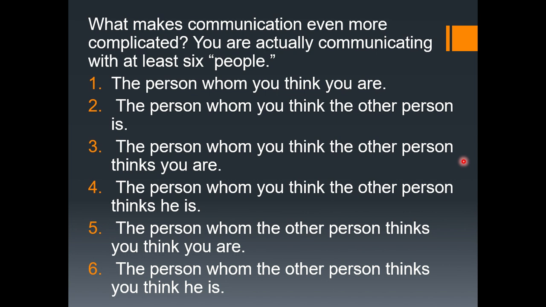Now, what makes communication even more complicated? When we're communicating, we're actually communicating with at least six people in our mind. The person whom you think you are, the person whom you think the other person is, the person whom you think the other person thinks you are, the person whom you think the other person thinks he is, the person whom the other person thinks you think you are, and the person whom the other person thinks you think he is.